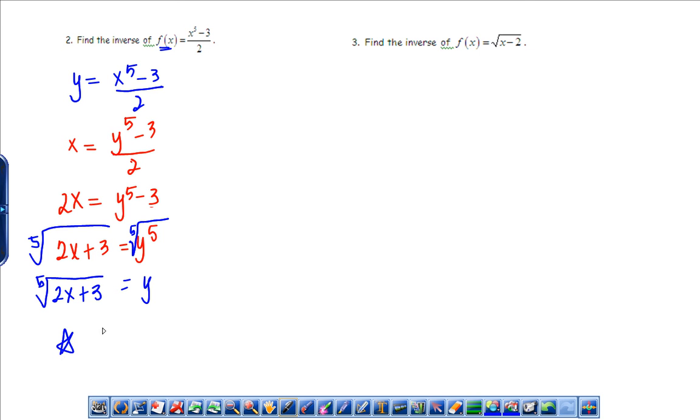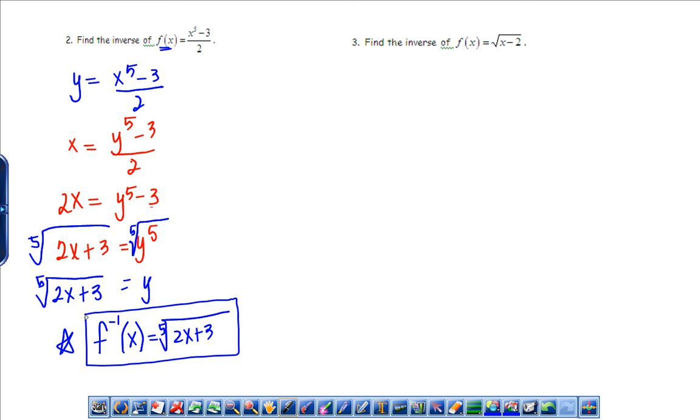Okay, this right here is the most important thing. It says find the inverse. Remember, in order to write your inverse, you say f to the negative 1 of x is equal to the 5th root of 2x plus 3. This would be my final answer. A lot of people put as their final answer just y equals. I will count off for that. So make sure you say the inverse function is equal to your answer.